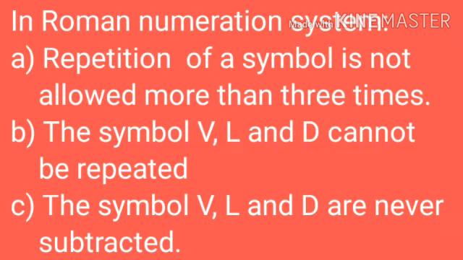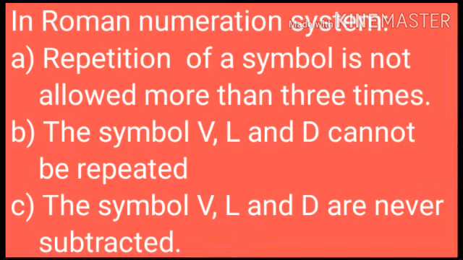Always remember, in the Roman numeration system, a symbol is not allowed to be repeated more than 3 times. It means we can't write X 4 times, I 4 times, right? Second, the symbols V, L, D cannot be repeated. They will never be repeated. Likewise, L and D cannot be repeated. Now, third, the symbols V, L, D are never subtracted. We can't subtract these. Okay. So always remember, symbols V, L, D are never repeated nor subtracted.